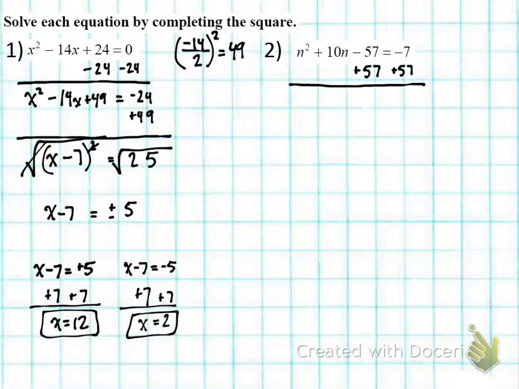Okay, so we bring the rest of the problem down. N squared plus 10n. I'm going to leave a little space here. I'm not going to write in there. Bring down the equal sign. Negative 7 plus 57 is positive 50.